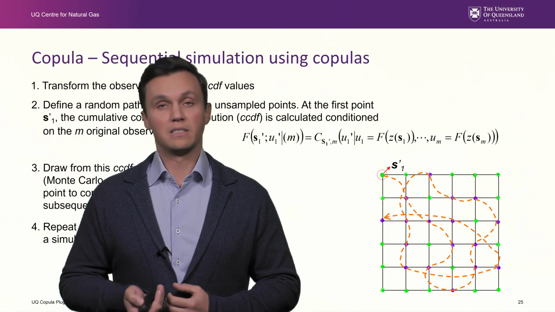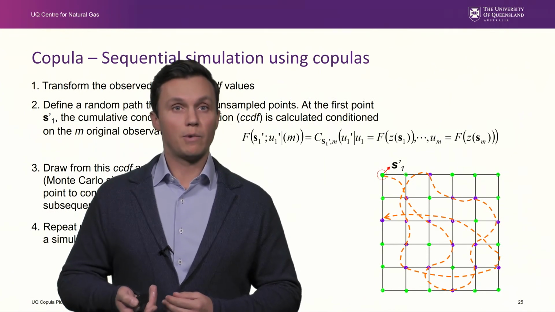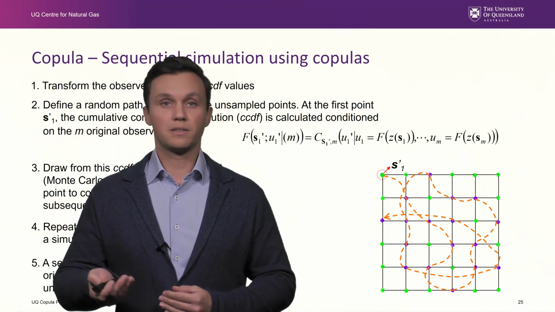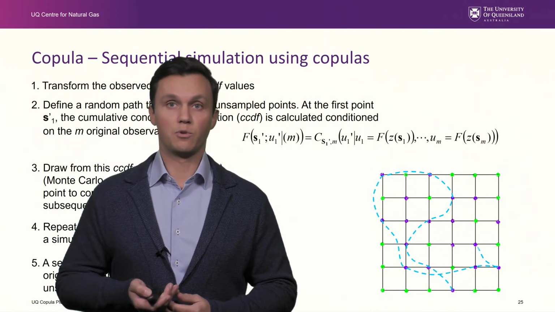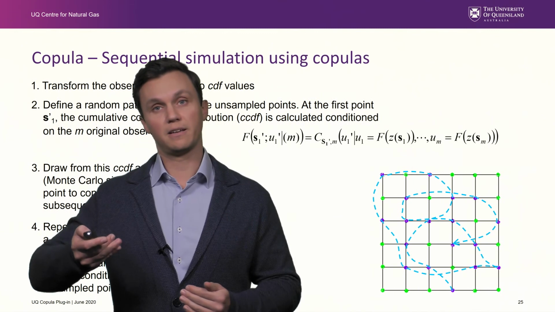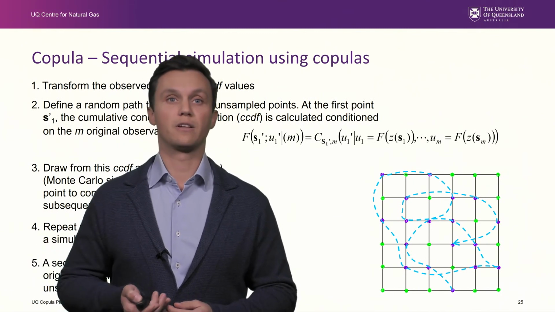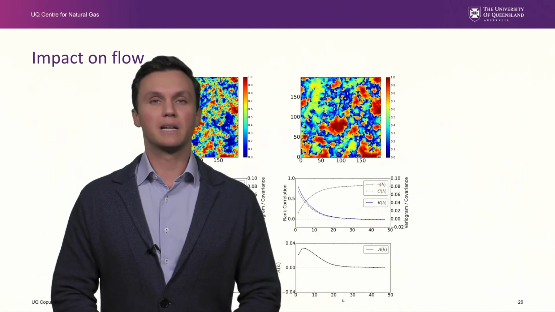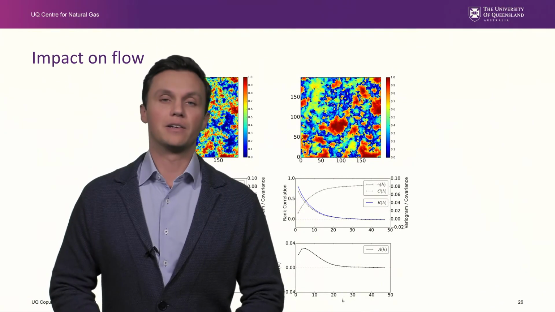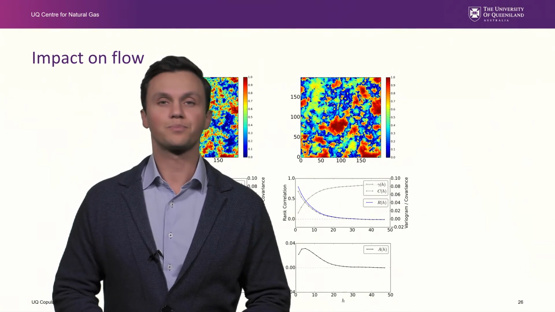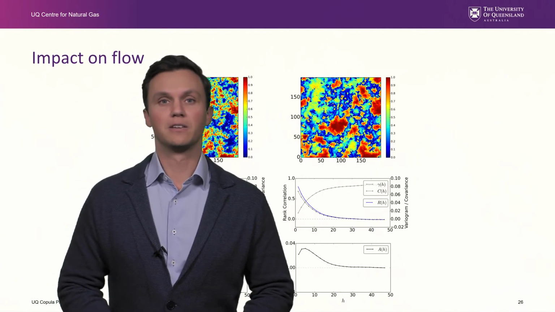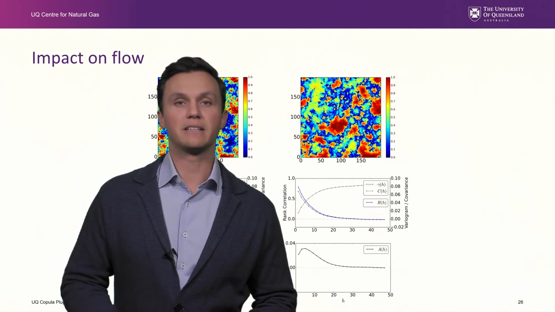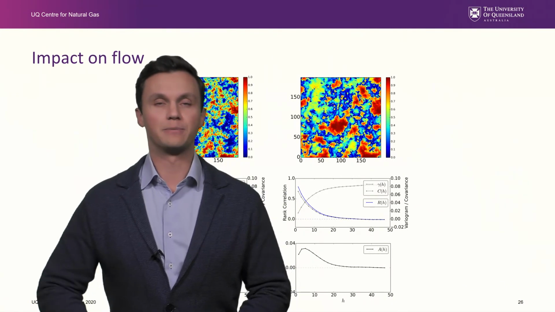Then if we are interested in simulating a second realization, we would repeat this whole process just starting with a new random path. So in this case, that would be our new random path, and we could simulate another realization of that random field. So now you might ask, how does this apply in a real field example? What is the actual impact of those asymmetries on some dependent variables? And in this case, we are talking about flow behavior.